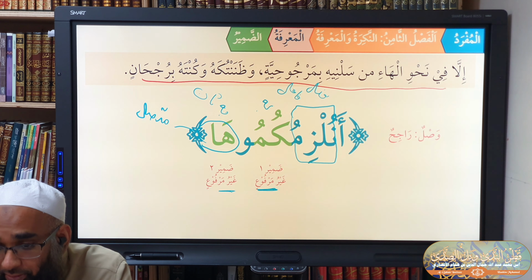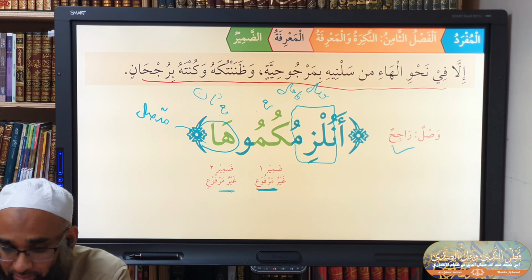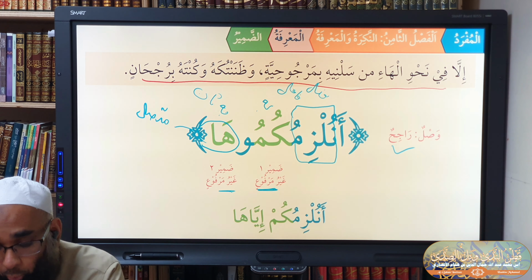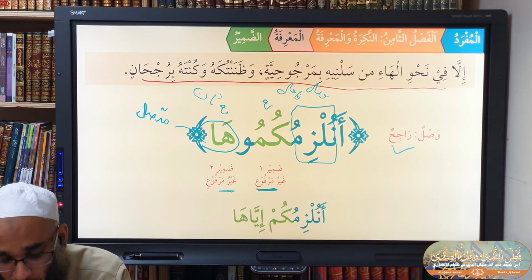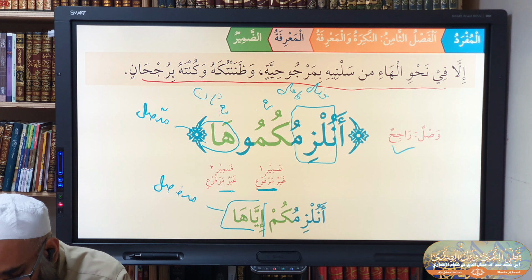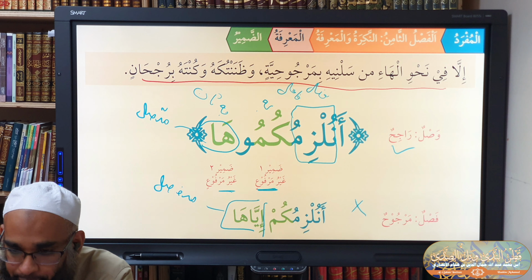Muttasil is joint now, isn't it? And this is better. This is rajih. And we can also say anulzimukum iyaha. We are also allowed to make this what? Zamir? What? Munfasil. But this is what? Marju? Not the better option.